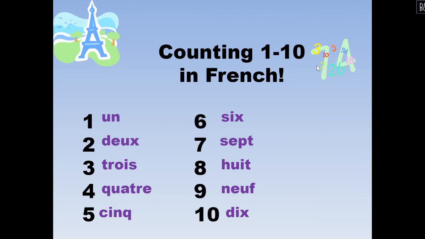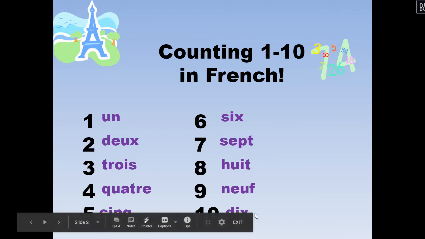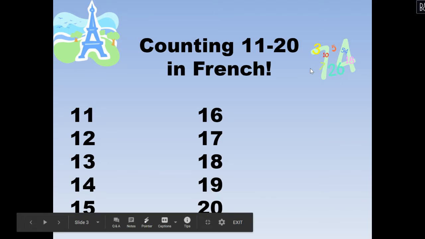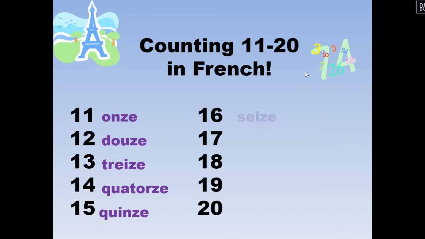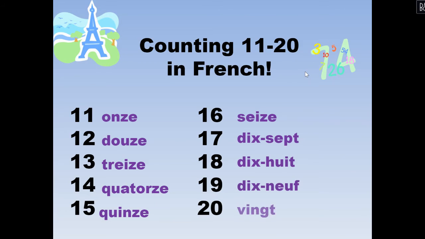Those are really important that you know how to say, because they come up in numbers like 49 would have a neuf in it, right? 33 would have a trois. And there's a lot of numbers that have dix in it too. So make sure you can pronounce the 1 through 10. The 11 through 20 is also important when you get to the 70s and the 90s. So here we go. We have 11, 12, 13, 14, 15, 16, 17, 18, 19, 20.